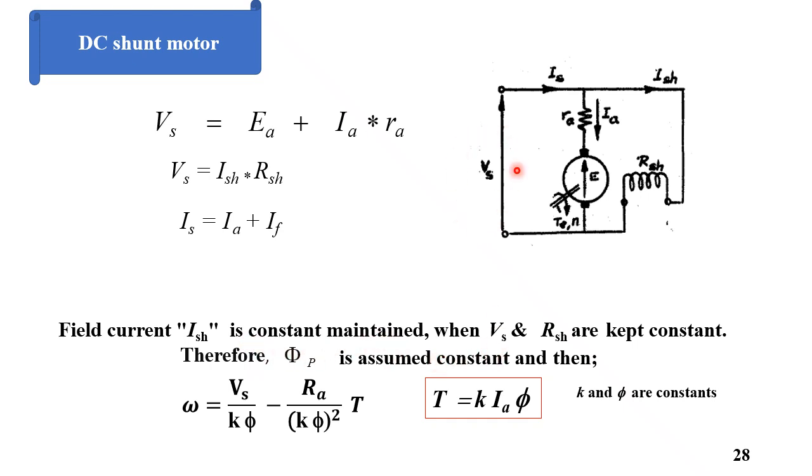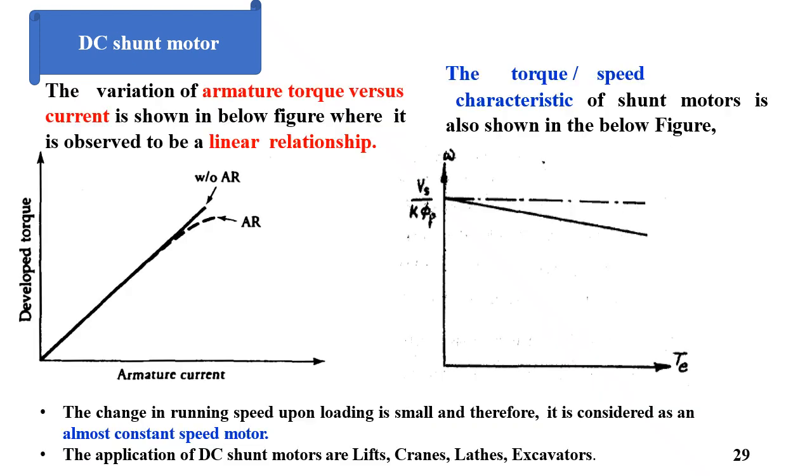When Vs is constant and R shunt is kept constant, then phi for this type of machine is assumed to be constant. We have the speed equals Vs divided by K phi minus Ra times torque divided by K phi squared. The torque equals K times Ia times phi, and K and phi are kept constant. For the variation of the developed torque with respect to the armature current, we have two characteristics.